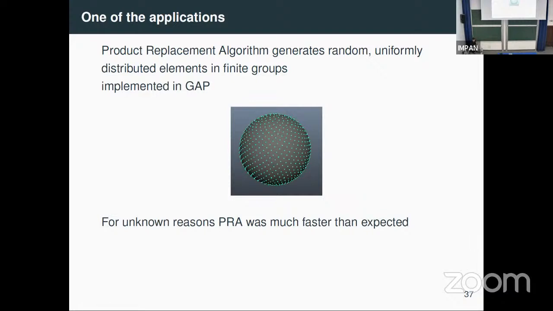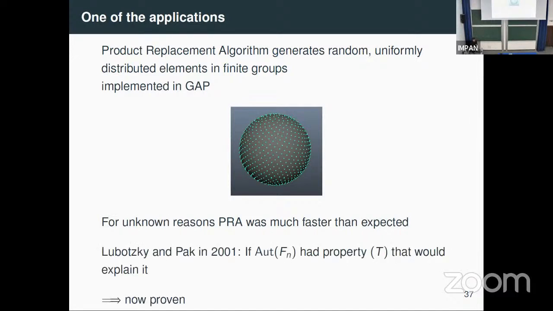The product replacement algorithm was created in the 90s. Once you have a finite group, it produces uniformly distributed elements within that finite group. This is implemented in GAP, and it's widely used. The interesting issue when it was implemented was that it turned out to work extremely efficiently. Very quickly you would get to a uniform distribution. It was unknown why this is the case.